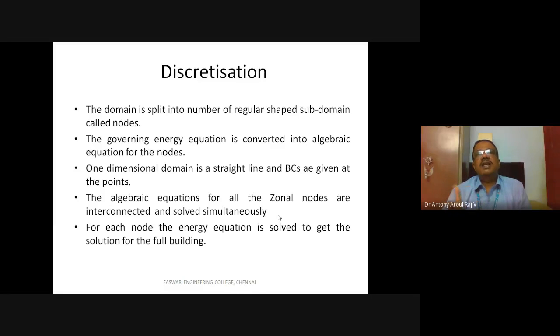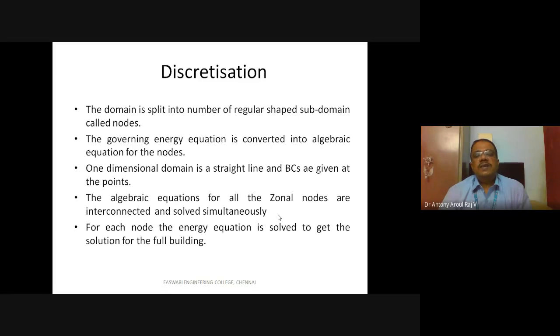So you are dividing the line into a number of nodes, from inside to outside. For each node, I am converting the governing equation into an algebraic equation, and all those algebraic equations I am solving simultaneously using a computer, because a computer is very good at solving simultaneous equations in the form of a matrix. The algebraic equations are there for zonal nodes. For each floor you will have algebraic equations, and if I combine all the floors, I will get a very big matrix. All are interlinked algebraic equations, and they will be solved simultaneously.